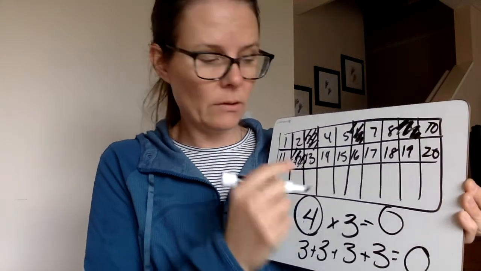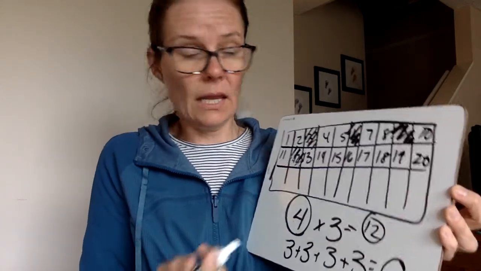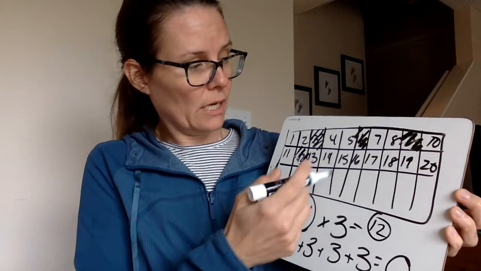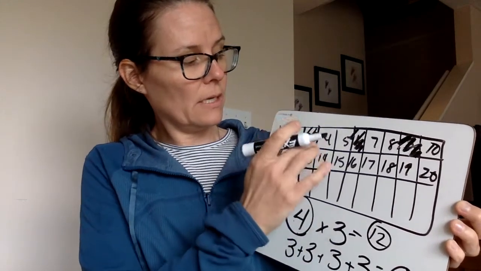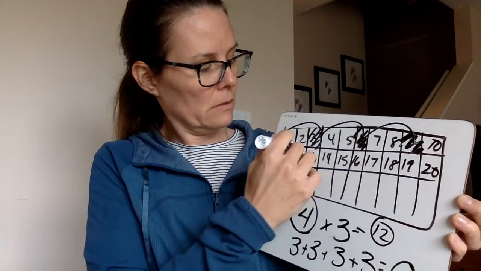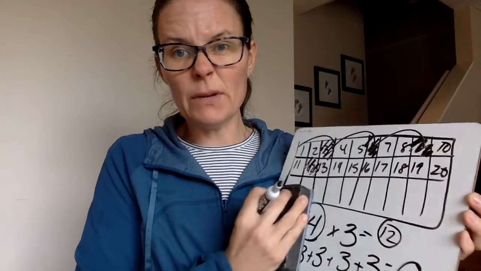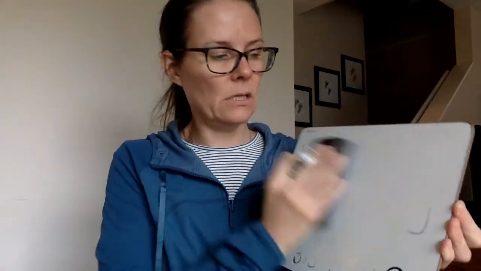All I was doing is skip counting by 3. I landed on 12. Or I can look at it another way. Instead of doing this, I can go 3 and then land on 12. You don't have to scribble it out. For me, that helped me because I can see how I was skip counting.